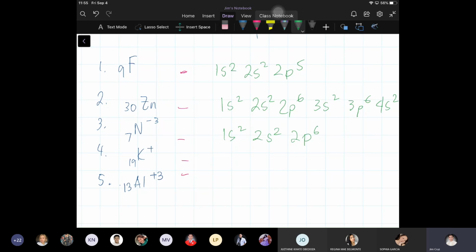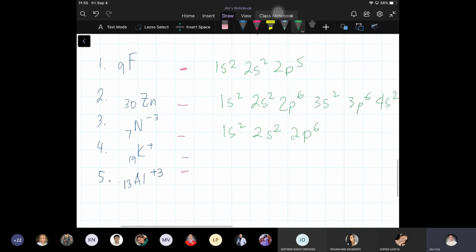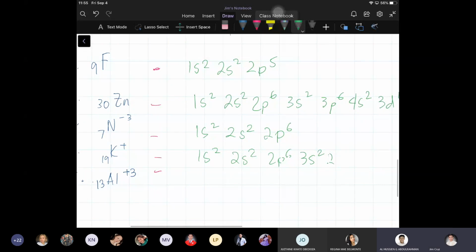Sino pa? Number 4, Al Hussein. 1S2, 1S2. 2P6, 3S2, 3P6, 4S2. Ano yan? 3P6, 4S2. 4s. 0 na yung 4s, no? Or wala na siyang 4s, no?